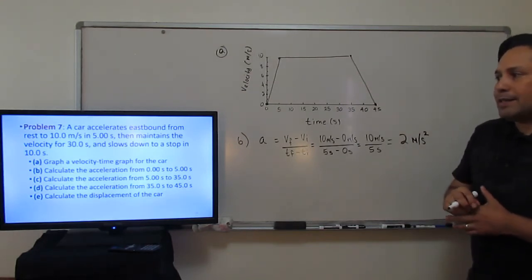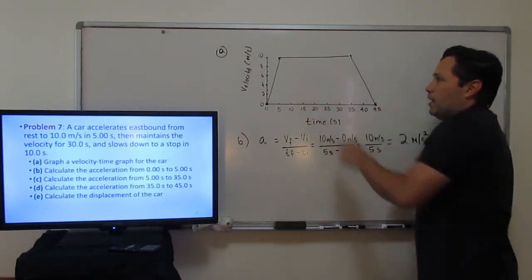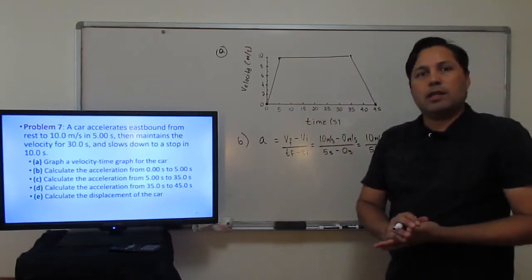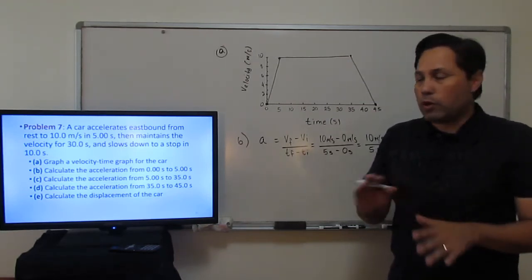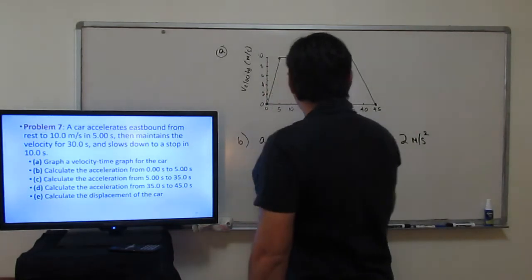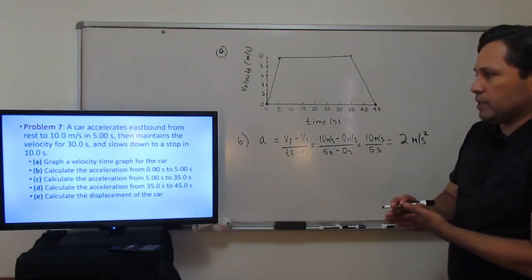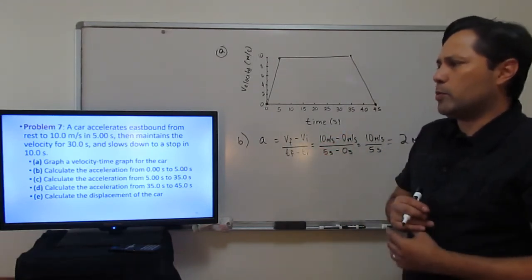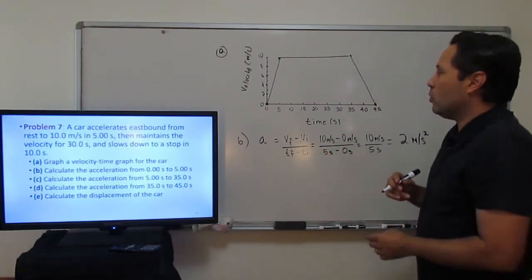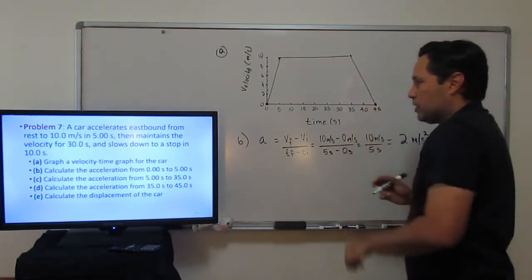In part C, I'm not going to do the calculations because it's a flat line. What does that mean? It is holding a constant velocity. So therefore there's no acceleration. So part C, the answer is 0. I'm not even going to write that down because the line is flat, so there's no acceleration. Let's jump to part D. In part D, they want to know what is the acceleration from here to there, from 35 to 45 seconds.